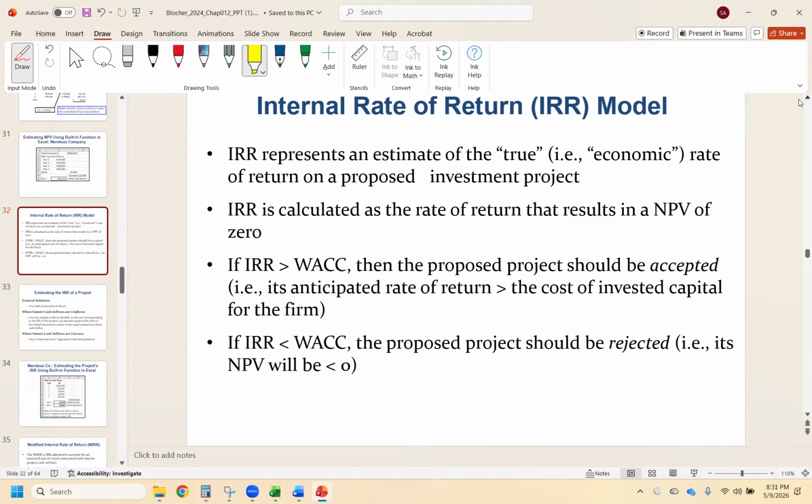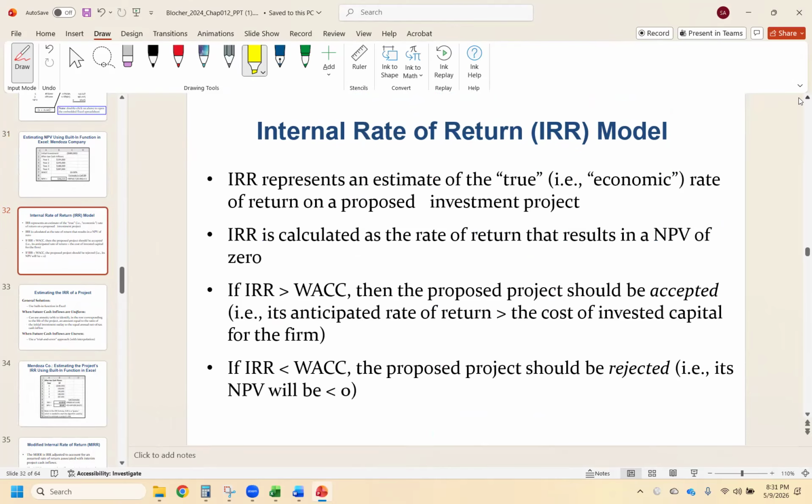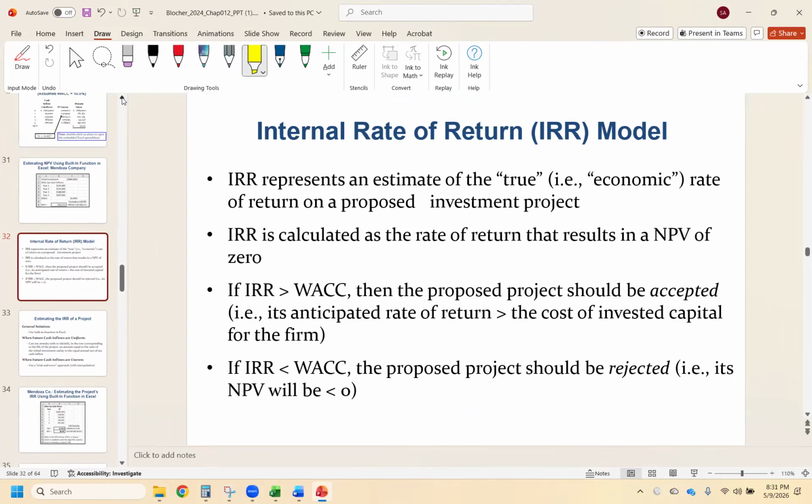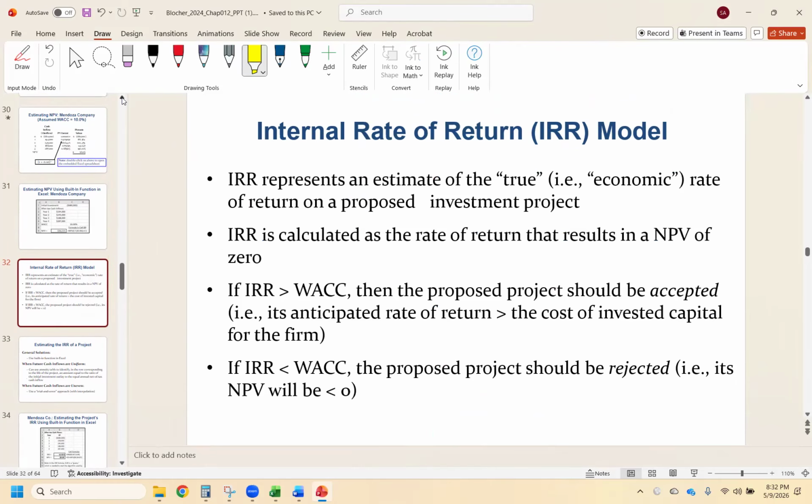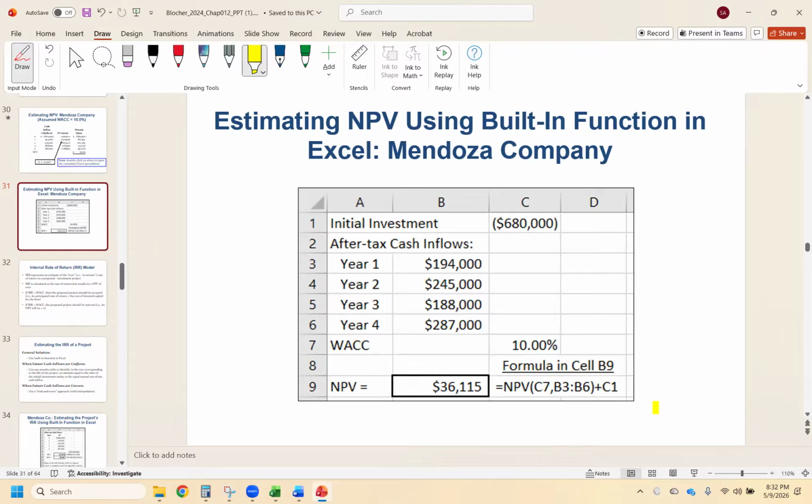Internal rate of return. Let me go through this really quick, and that will help us with some of the homework. Then I'll jump over to the homework problems. So here, internal rate of return. In the Mendoza company, that's the one we did last class, we did our cash flows. So here's all of the different cash flows.